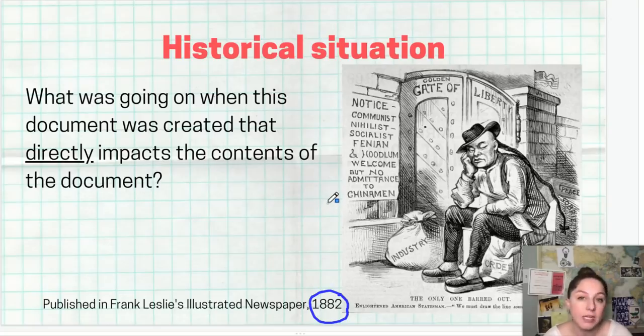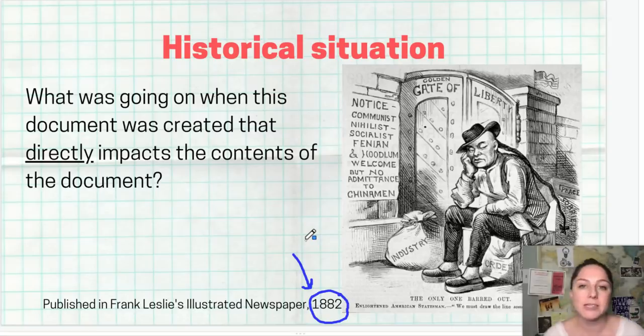Now, to evaluate the document, you want to zoom out. And let's say you want to talk about the historical situation. What that means is you're talking about what was going on in the United States in this time period. You don't have to know exactly what was happening in 1882. Although, if you're in APUSH, hopefully you do know that 1882 was when we passed the Chinese Exclusion Act. But whatever. You don't have to know that exactly, but you want to limit your evaluation specifically to the late 1800s in the United States.